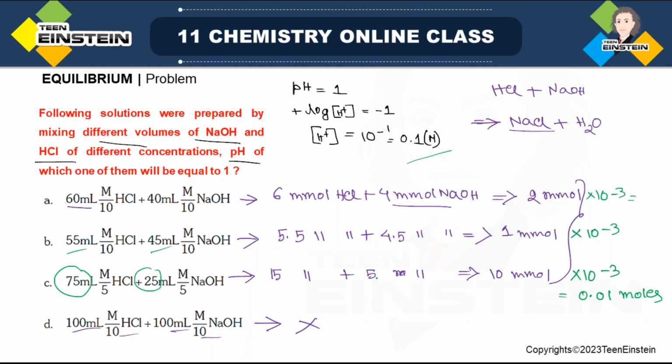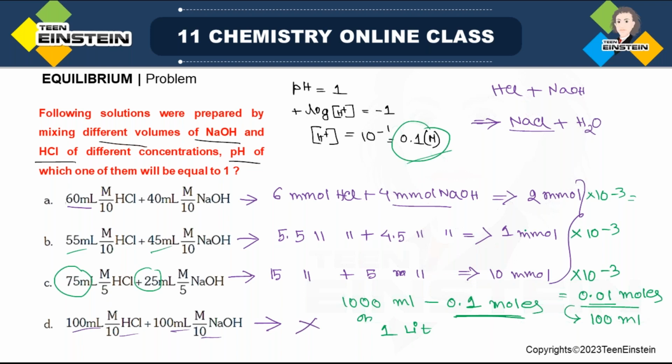Now this number of moles is present in the total volume. The total volume in each case is always 100 ml. So this number of moles is present in 100 ml, but we need the number of moles in 1000 ml. So 1000 ml, that means 1 liter, should contain 10 times more, that means 0.1 moles present in 1000 ml or 1 liter. This is according to the definition of molarity. This is the molarity which is matching, that means option C.